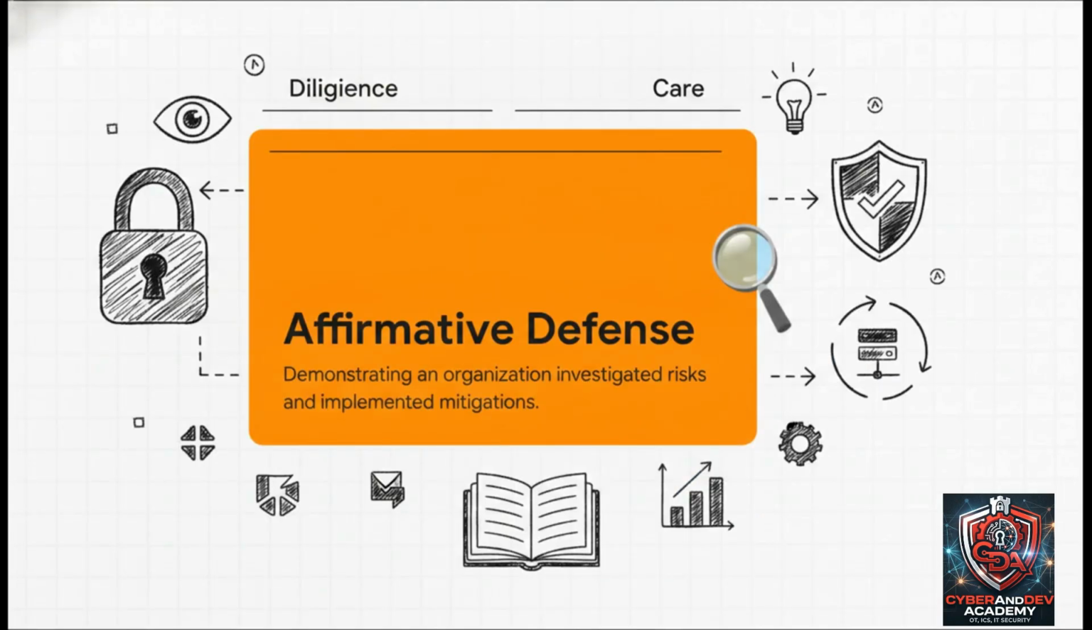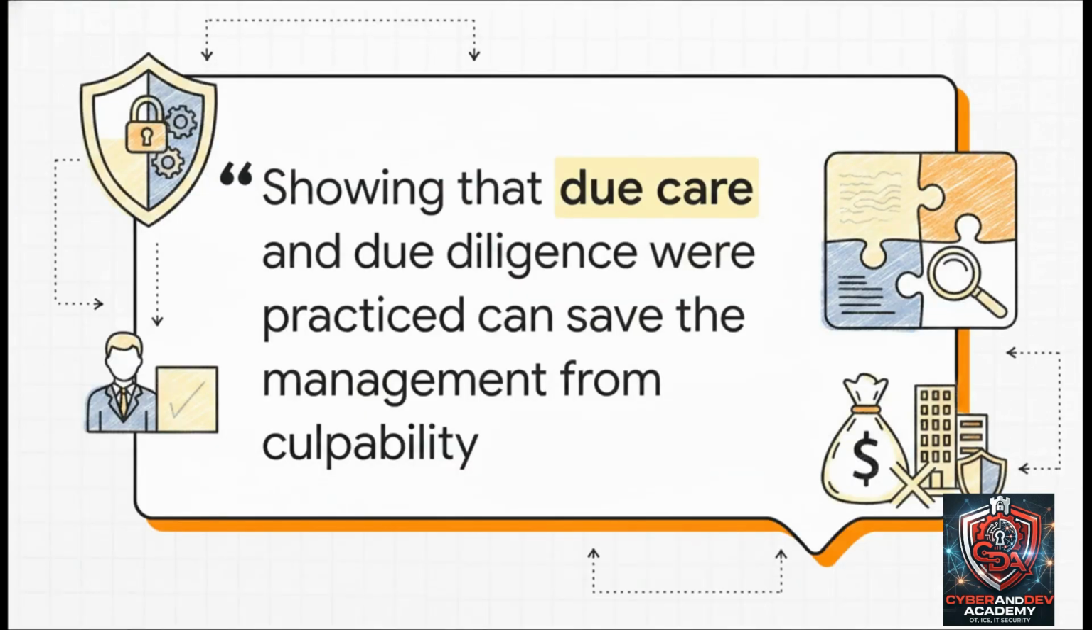So, if the worst happens and a breach occurs, being able to prove that your organization practiced both due diligence and due care establishes what lawyers call an affirmative defense. You're essentially proving to auditors, regulators, and judges that you didn't just ignore the red flags. You have the receipts. You have documented evidence that you actively investigated the threats, and you have proof that you implemented reasonable, continuous mitigations to stop them. This quote right here really hits the nail on the head. Showing that due care and due diligence were practiced can save the management from culpability and liability.